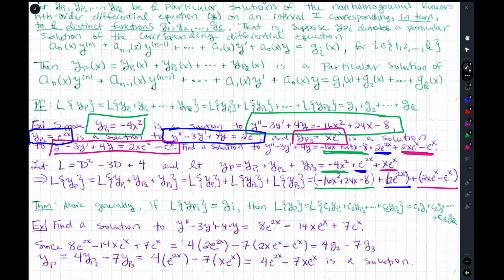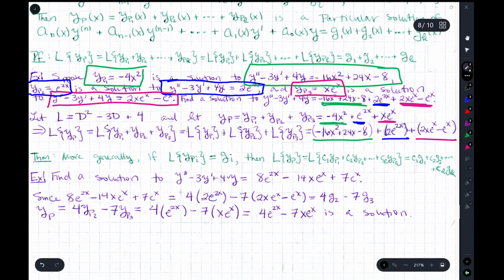In this theorem we only considered sums, but if you had C's in front of all of these, then y_p would be a solution to the non-homogeneous equation with those same C's there. We can see this with an example to make it clearer.